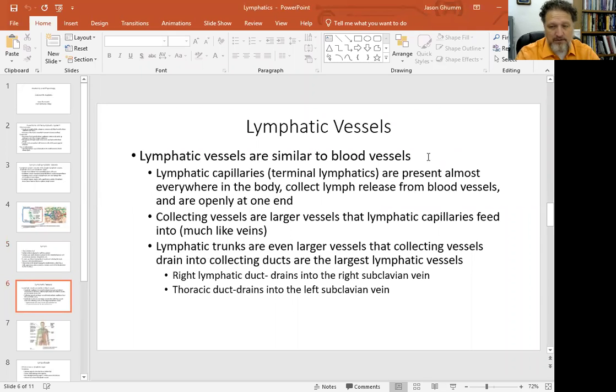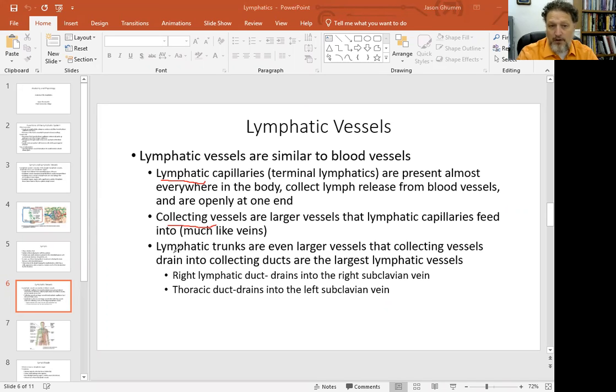Your lymphatic vessels, just like your blood vessels, come in various sizes. You have your terminal ones, which are your small ones. These are everywhere, out throughout the tissue, so they're small, letting the fluid come in. Just like small tributary creeks flow into a river and get bigger and bigger, you have your lymphatic capillaries, just like blood. They collect into larger vessels, like a river or your veins.